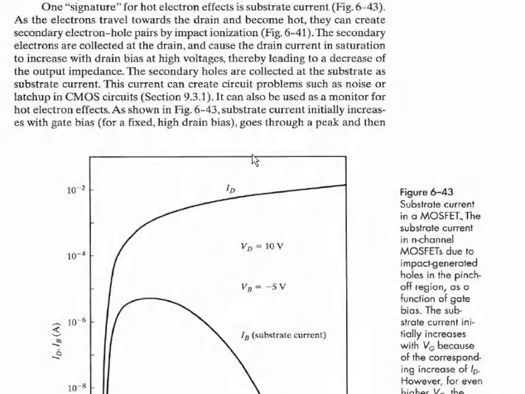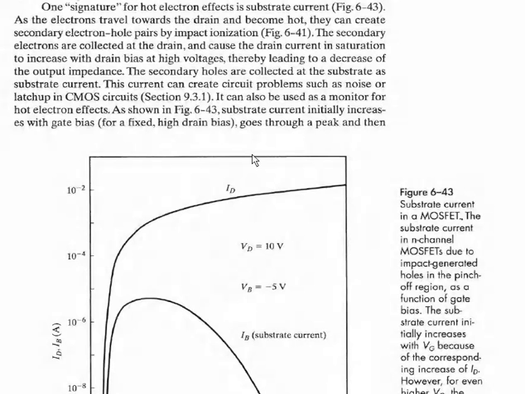Another signature effect of hot electrons is substrate current. As the electrons travel towards the drain and become hot, they can create secondary electron-hole pairs by impact ionization. For a short channel, hot electrons are created with more kinetic energy, so they create additional electron-hole pairs by impact ionization. The secondary electrons are collected at the drain and cause the drain current in saturation to increase with drain bias at high voltage. So the secondary electron-hole pairs also contribute drain current, and that increases the drain current.